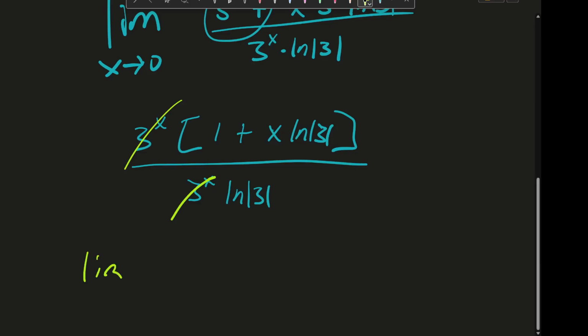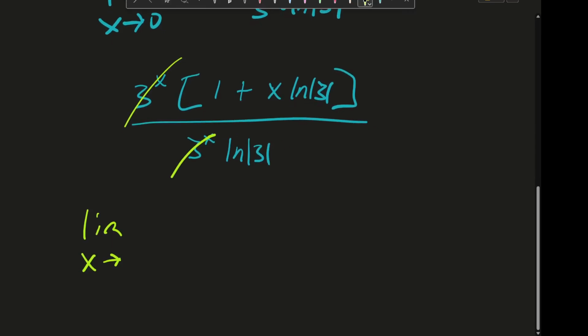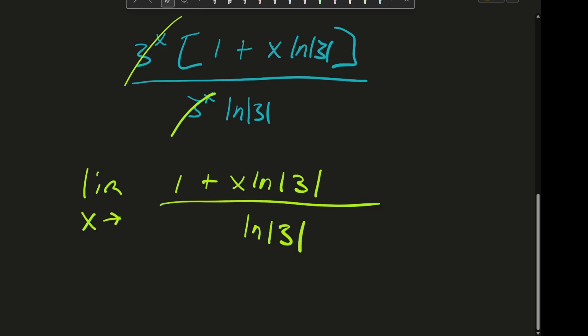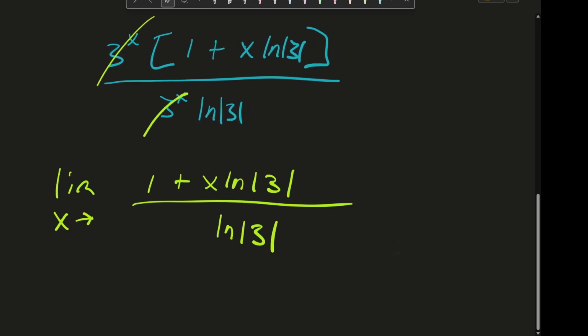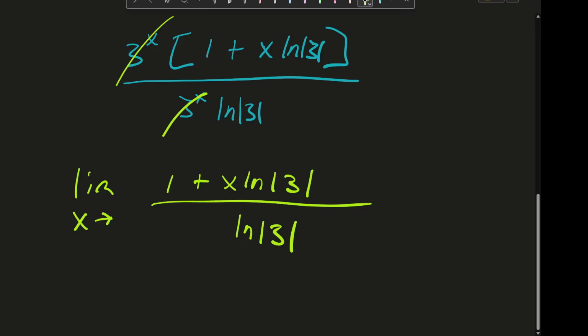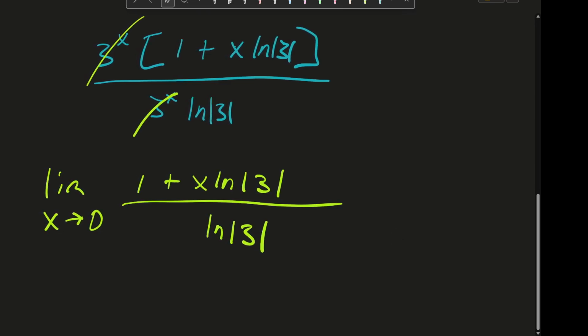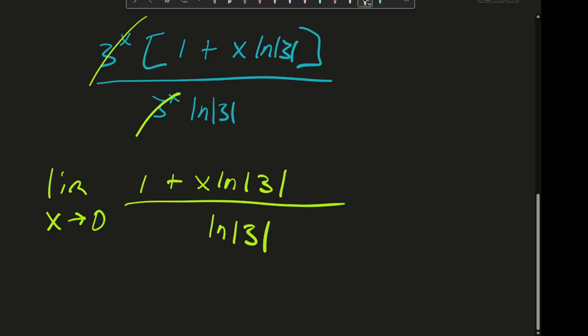Make sure you carry your limit through the whole question. I just did an algebra step in there, so I left it out. But then you'd have 1 plus x ln of 3 over ln of 3. And ln of 3 is just going to be a numerical value. It's just going to be some number. Oh, x goes to 0. And then as x goes to 0, this would just be 1 over ln of 3. And then you're happy.